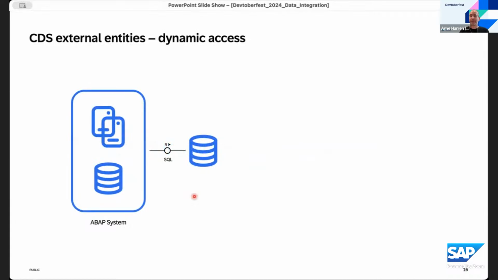Okay, so that's external entities, the way to access remote data from my ABAP system. And as mentioned earlier, the ABAP will send the query to the database of the ABAP system, and the HANA database will then do all the federation stuff that is needed to process that query.